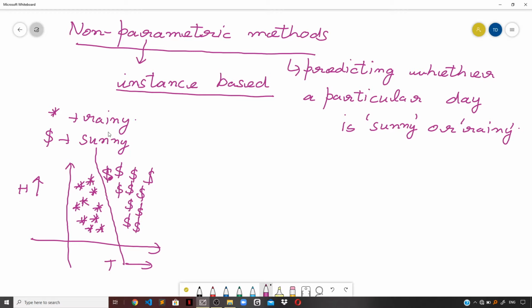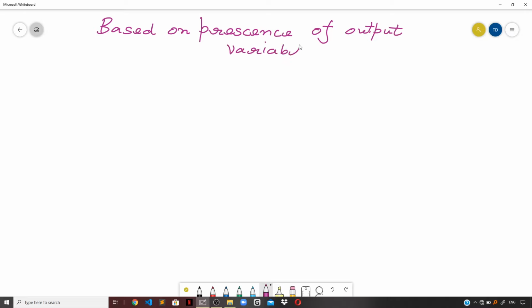So let us learn now how we can differentiate machine learning models based on the presence of output variable. So what I will do is I will clear up my screen. Based on presence of output variable. Now this is the second category based on which we will distinguish our machine learning models. So based on the presence of output variable.